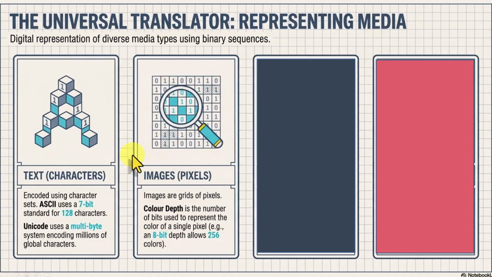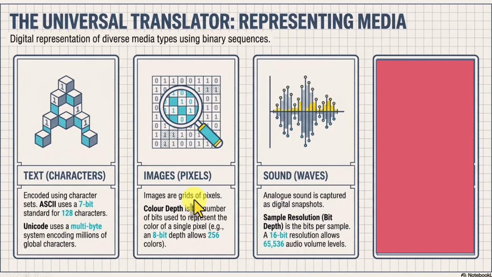The next one, images. Images are made up of pixels, and color depth is the number of bits used to represent the color of a single pixel. So if you are using 8 bits as a color depth, it means you can show 256 different colors, and it continues like that. Sound waves: analog sound is captured as digital snapshots at different times, which is sampling. Sample resolution or bit depth is the bits per sample. A 16-bit resolution allows 65,536 different audio volume levels, which is again 2 to the power of 16.